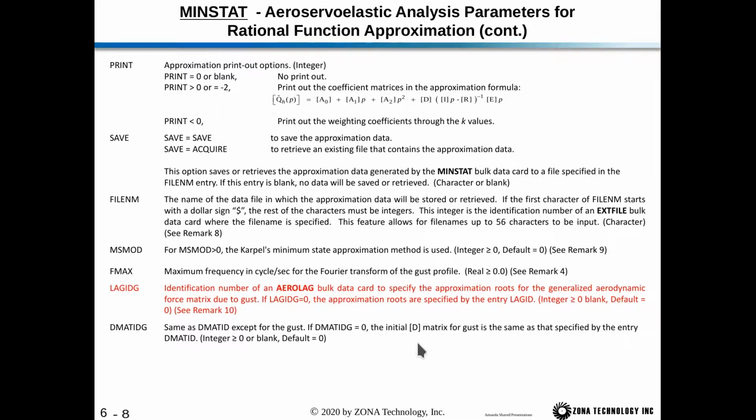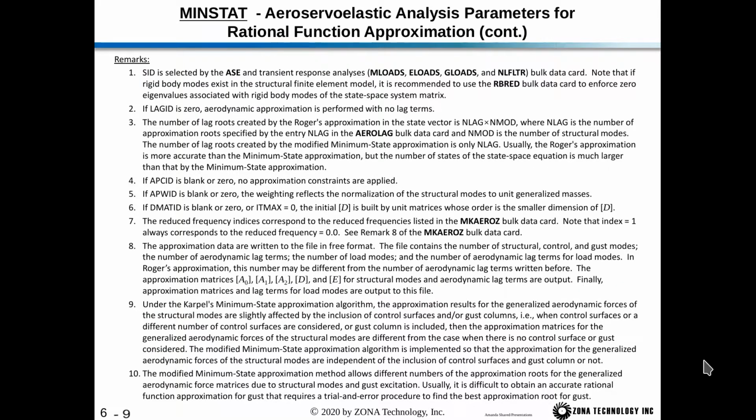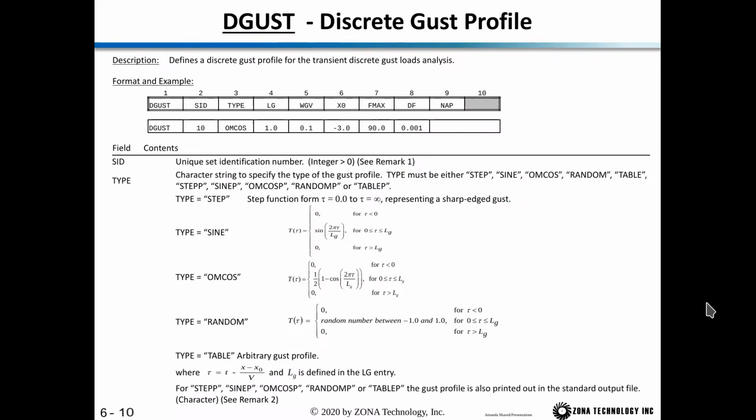And then similarly, DMAT IDG is the same as DMAT ID except for the Gust. So this allows you to specify a non-default initial D matrix. And once again, in the vast majority of cases, you do not need to specify an initial D matrix. What ZAERO uses by default is good enough. And we do not need to go over any of these remarks.